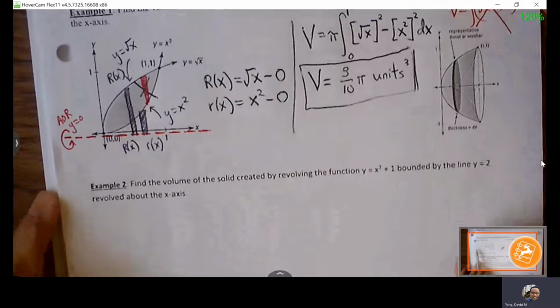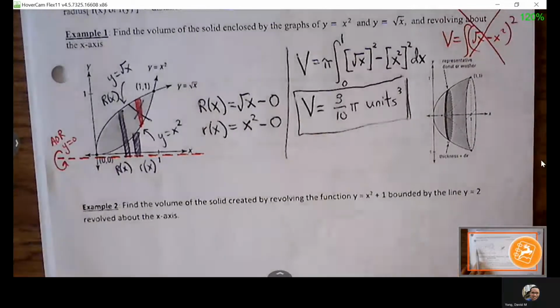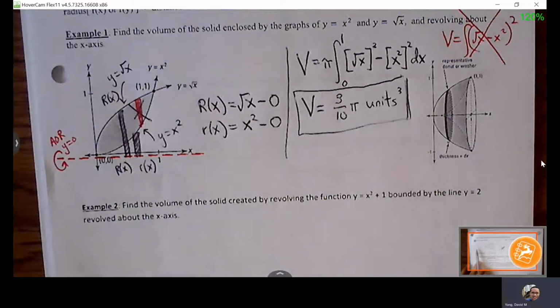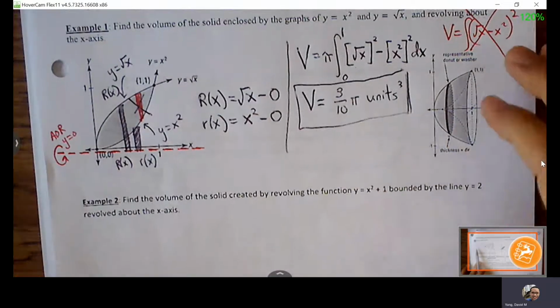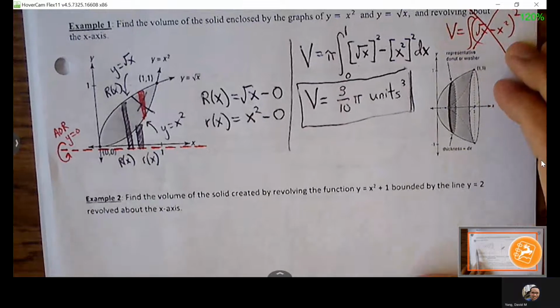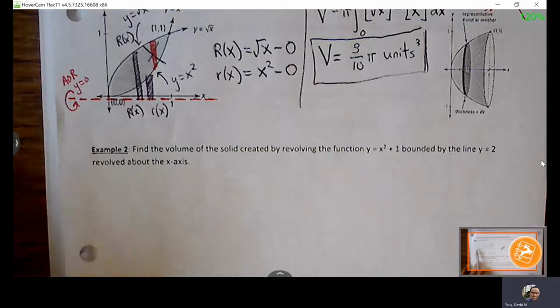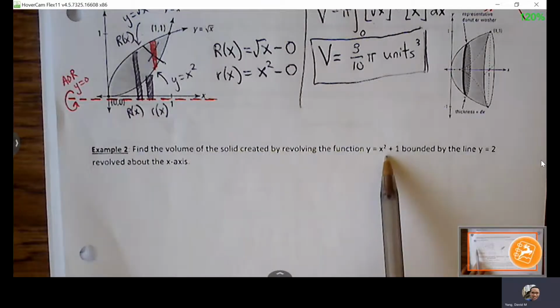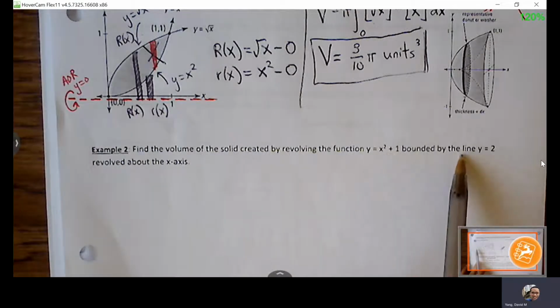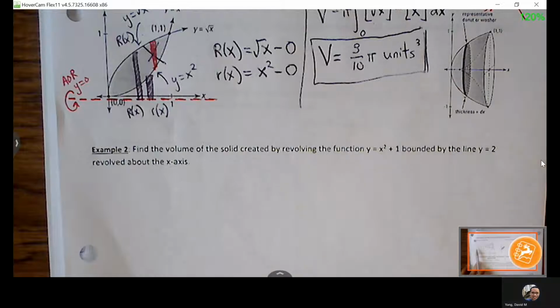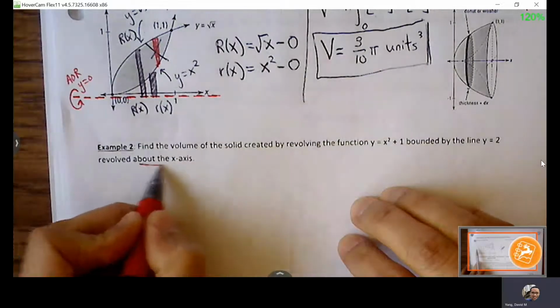All right, let's try an example. Let's look at example 2. We're going to do another top minus bottom orientation, and then we'll switch over to right minus left, where there are more steps involved, having to rewrite our equation. Okay, so here's example 2. Find the volume of the solid created by revolving the function y equals x squared plus 1, bounded by the line y equals 2, revolved about the x-axis.